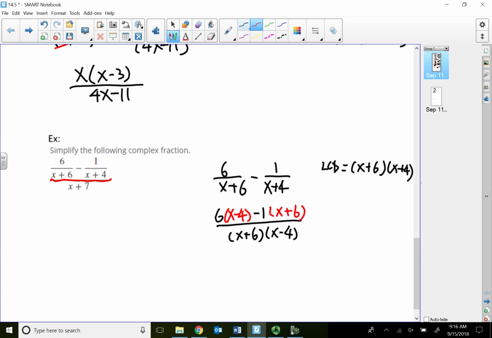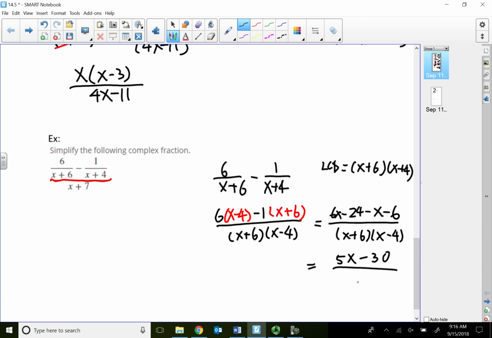All right, so let's simplify this real quick. Distribution is 6x minus 24 minus x minus 6. Let's see, 6x minus x is 5x. Negative 24 minus 6 is negative 30. So here I can factor out a 5. All right, so let's do it over here. So the top is going to be divided by the bottom. So that's factoring out a 5 at the same time. That's 5 times x minus 6 over the x plus 6, x plus 4.